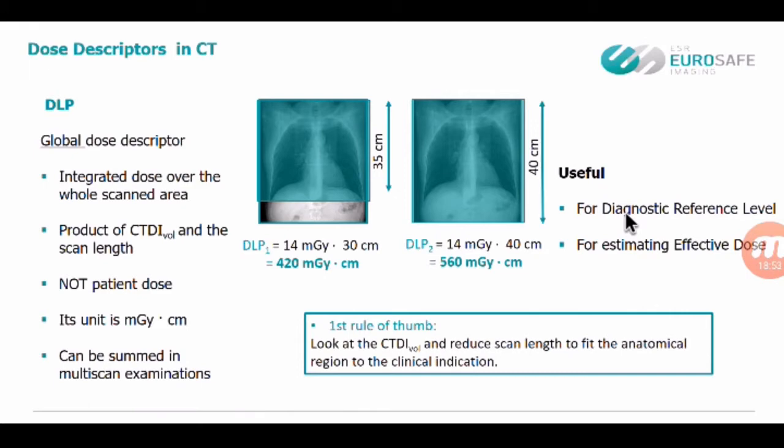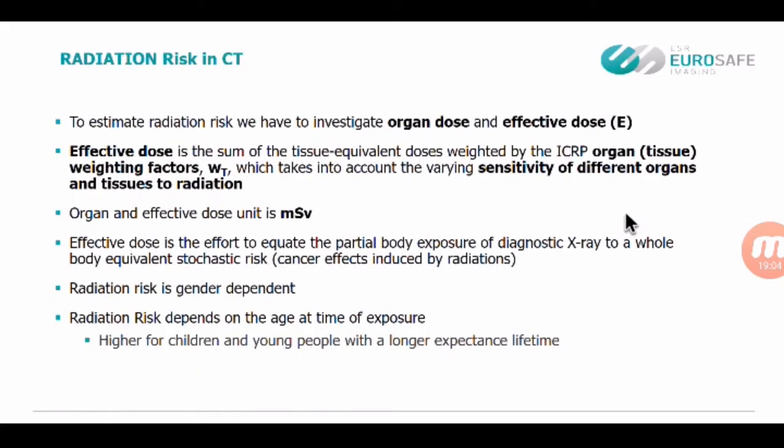The first rule in dose reduction is to look at the CTDI vol and reduce the scan length to fit the anatomical region to the clinical indication. And these two dose descriptors are not enough if we want to speak about radiation risk. For speaking about radiation risk, we have to investigate organ dose and effective dose.